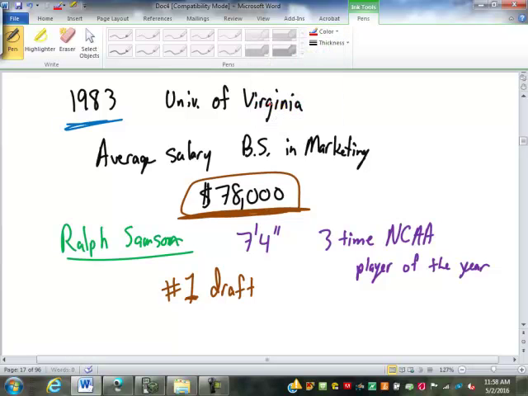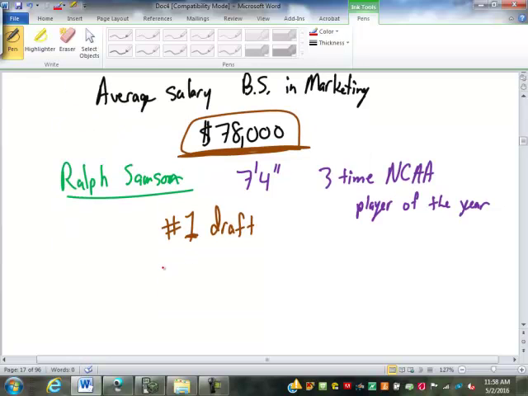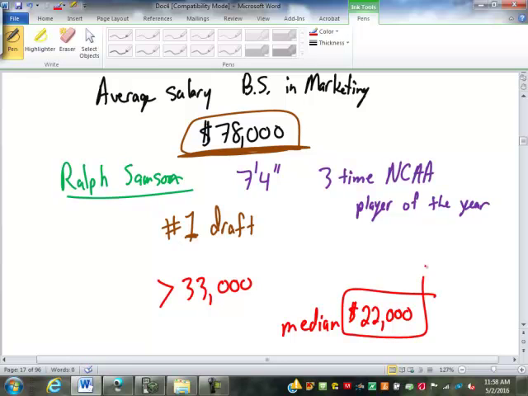In fact, Mr. Sampson was the only graduate in the marketing program that made more than $33,000 that year. The median was just under $22,000. So you can see there how unstable that mean is.